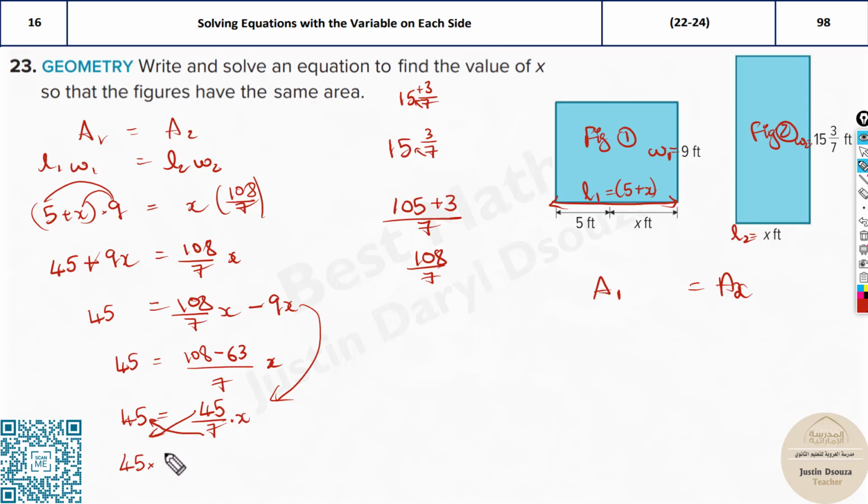This is multiplied because division becomes multiplication, and this over here is 45. That is equal to x because up, down. 45 cancels. The x value is 7. That is the correct answer.